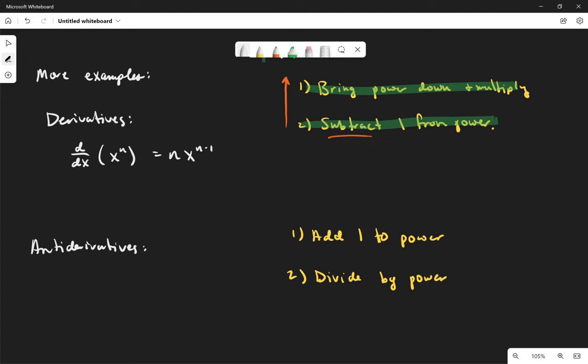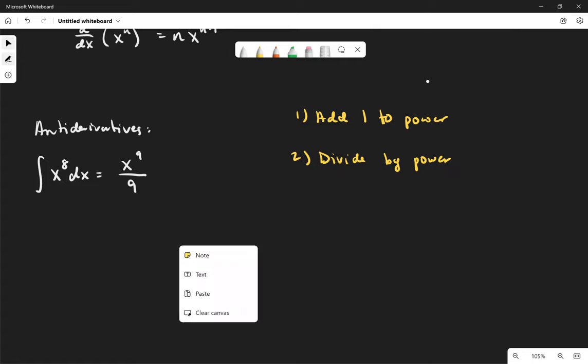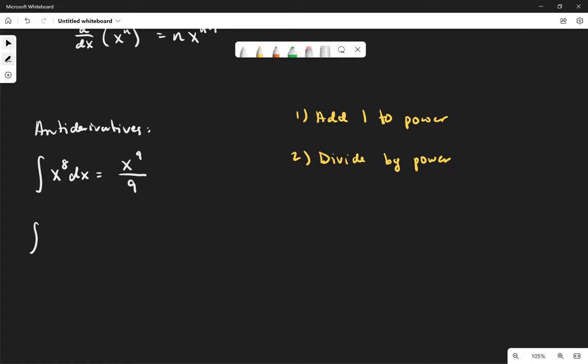So if I ask you, what is the antiderivative of x to the 8th? You would add 1 to the power to make it x to the 9th, and then divide by that power, x to the 9th over 9. So there's your power rule for integrals. If I want to take the antiderivative of x to the n, I know I have to add 1 to the power and then divide by that power.